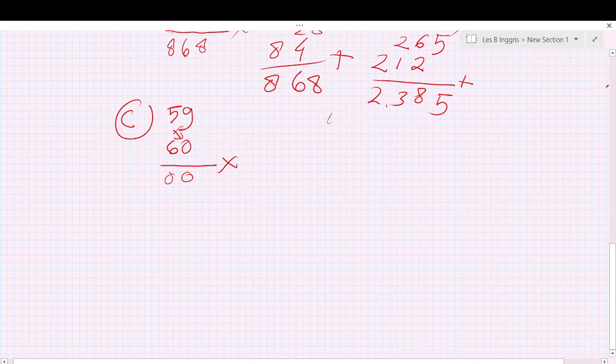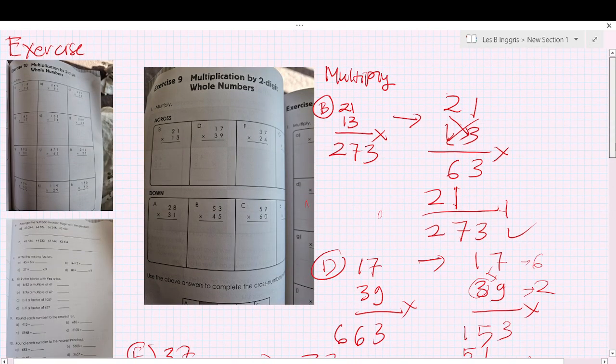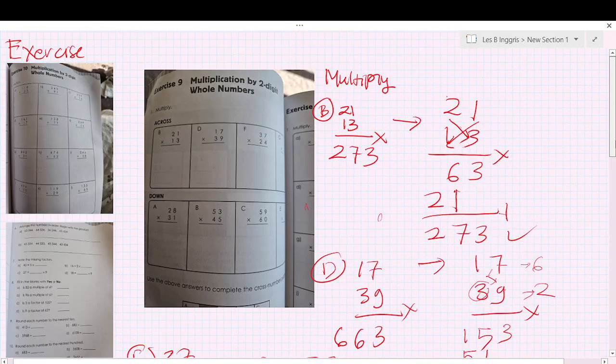First you multiply 9 with 6, you got 54. Keep the 5 beside, and you multiply 5 with 6, you got 30. Plus 5, 35. So you got 3,540. Yeah, that's what I got. So that's the multiplication of two digit numbers.